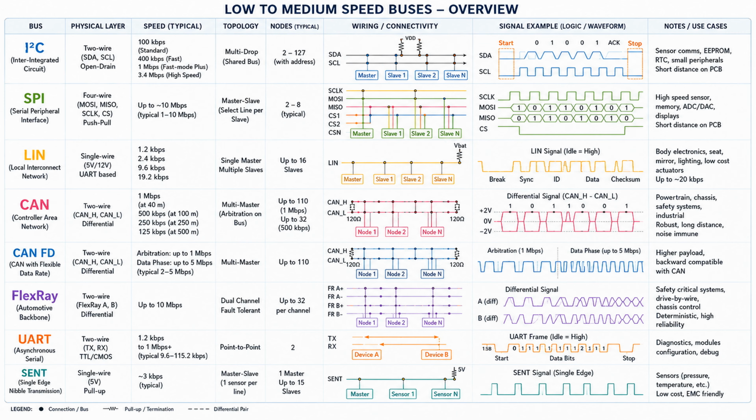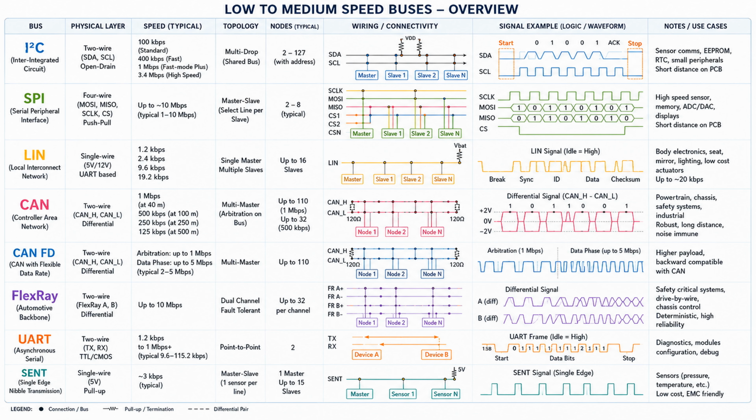Section 2 talks about SPI, Serial Peripheral Interface. SPI is designed for much higher speed communications compared to I2C. It uses four signals primarily: MOSI, MISO, SCLK, and chip select. Unlike I2C, SPI is full duplex and push-pull driven, allowing much faster transfers. Typical speeds are 1 to 10 Mbps, sometimes much higher on modern MCUs.